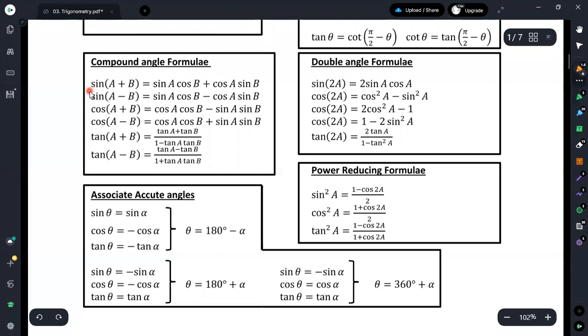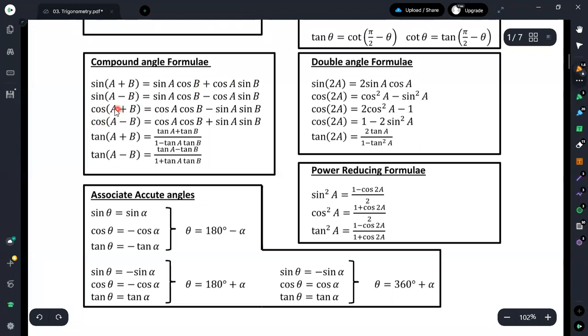In the first two equations, the difference is plus and minus. According to the sign used in the angle, if it is plus, you connect the terms with a plus sign. If it is minus, they are connected with a minus sign. Then the latter term will be cosine a times sine b.